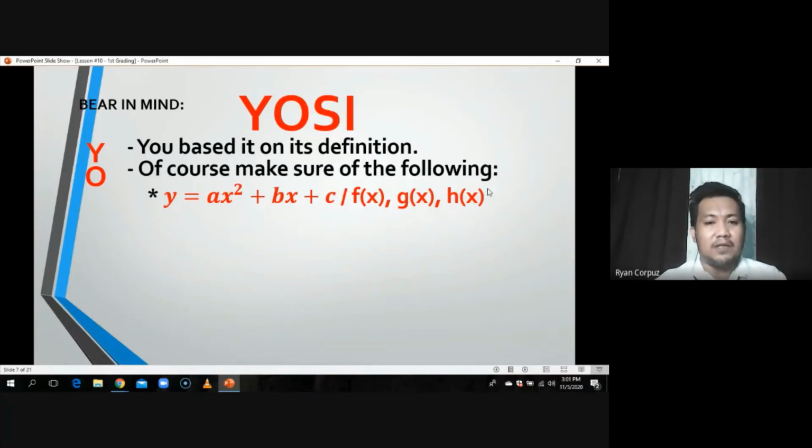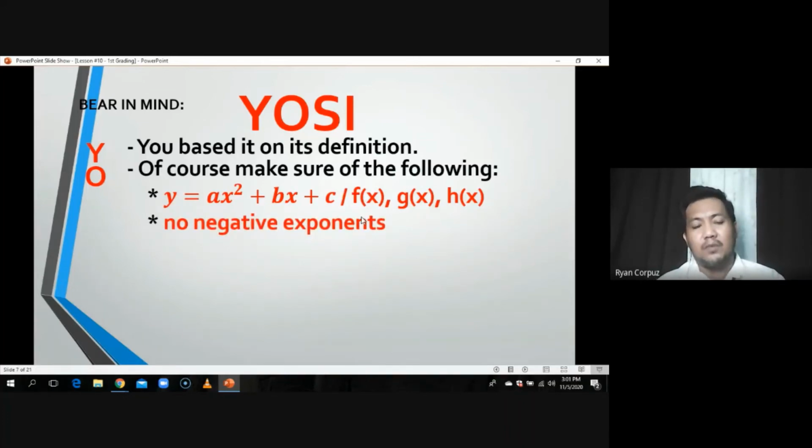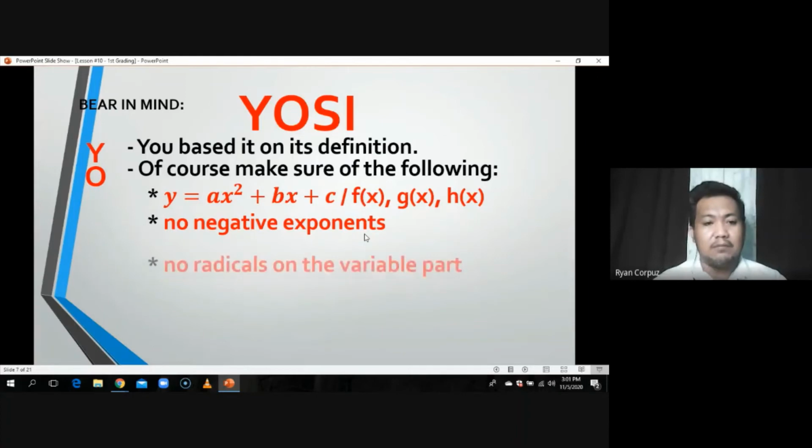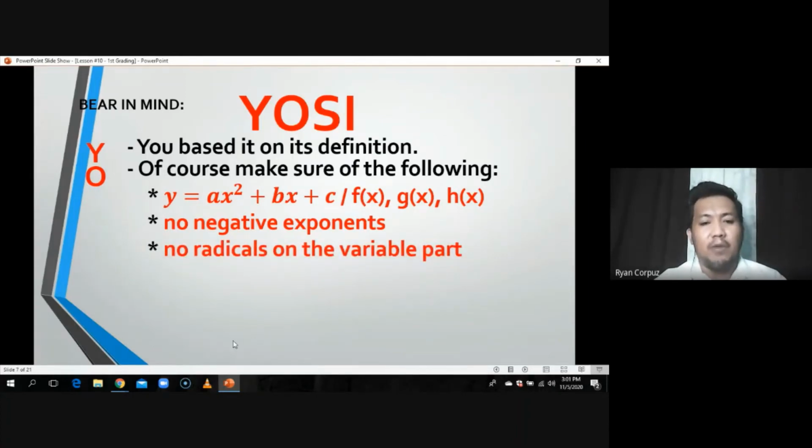So, if it can be written in the general form of the quadratic function or in vertex form, that is also possible. Then it is also considered a quadratic function if there are no negative exponents. Aside from being written in this form, there should be no negative exponents. And third, no radicals on the variable part. So we should not see any radical where the one inside the radical is a variable. Because if that happens, that given equation is not considered a quadratic function.